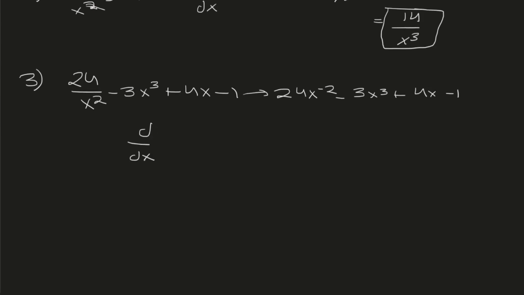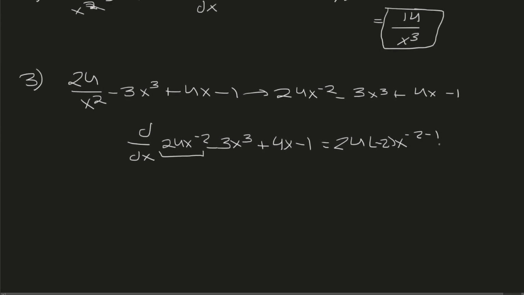So d/dx of this entire thing will give us, let's take the first term, so negative 2 up front, x to the negative 2 minus 1, minus 3 times 3. Remember, we're just moving the 3 up front. Sorry, not negative 3, the positive 3. And x to the 3 minus 1, which is 2.